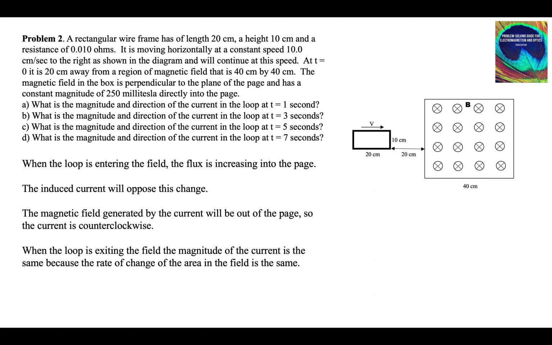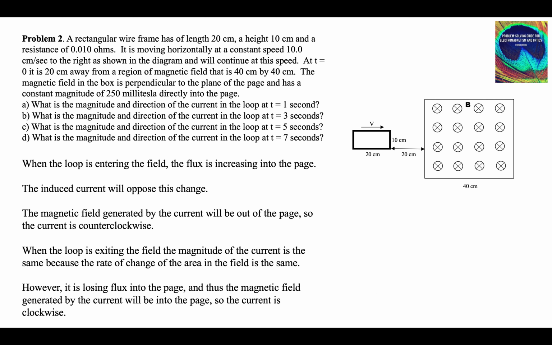When the loop is exiting the field, the magnitude of the current is the same because the rate of change of the area is the same. So at 7 seconds, the rate of change of the area is exactly the same. The magnitude of the current is going to be exactly the same, but the direction is going to be opposite because now it's leaving the field. It's losing flux. When it's leaving the field at 7 seconds, the current's going to be clockwise.